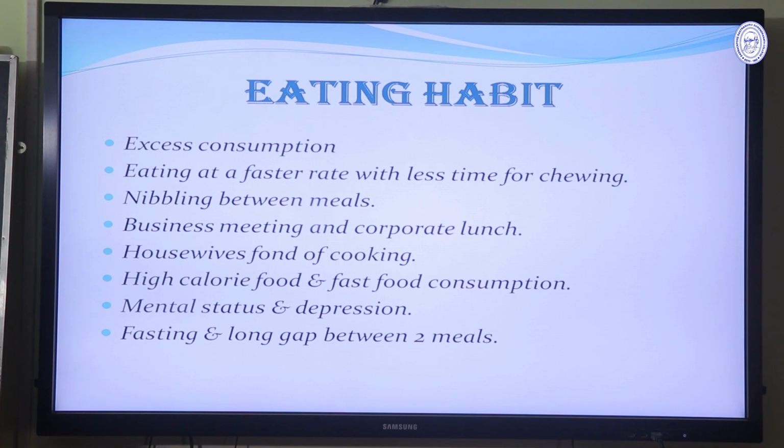Different business meetings and corporate lunches include a high calorie diet, high calorie food that may be a cause for obesity. Housewives who are fond of cooking and do not want to throw away the leftover food usually consume more and may lead to obesity. Again, here is a factor that female endocrine plays a very crucial role in case of obesity. High calorie food and fast food consumption again cause obesity. Different mental status, increasing depression, and fasting, feasting and long gaps between two meals may result in obesity, but mental status actually increases craving for some sugary items. We will discuss this later.